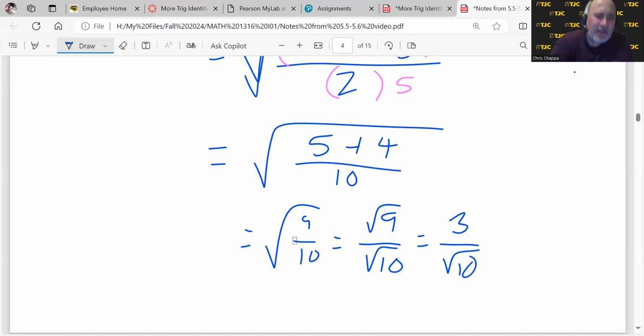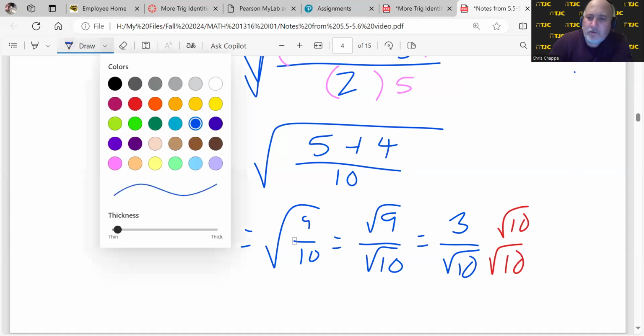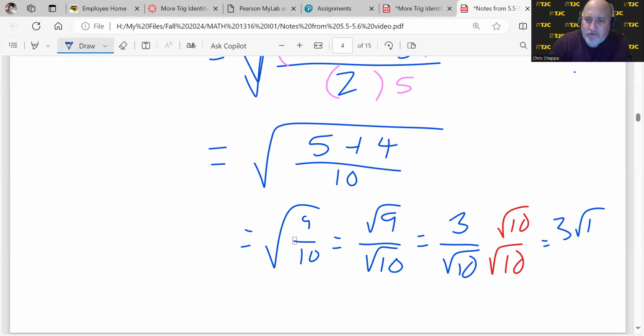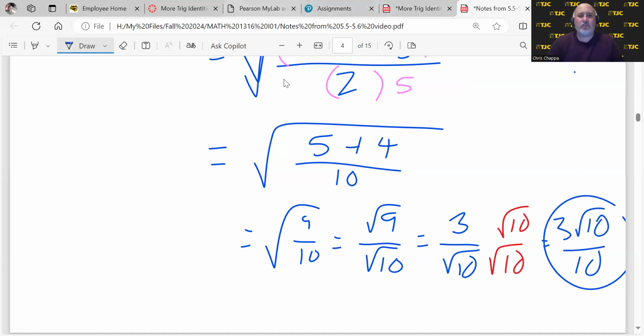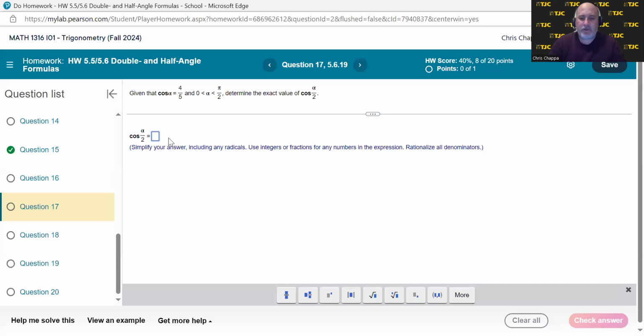And I bet it's not going to like it if we leave the square root in the denominator. So if we multiply both sides by the square root of 10, we get 3 square root of 10 over 10, which should be the final answer, but we will check. 3 square root of 10 over 10.